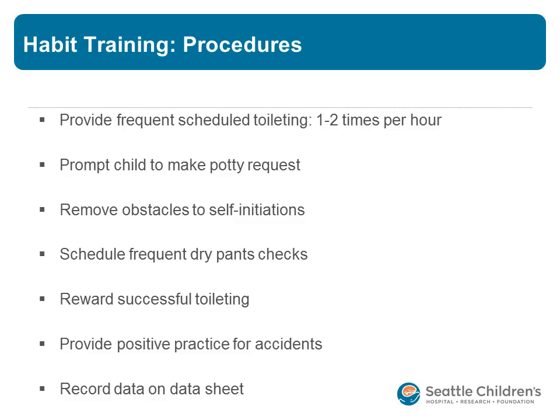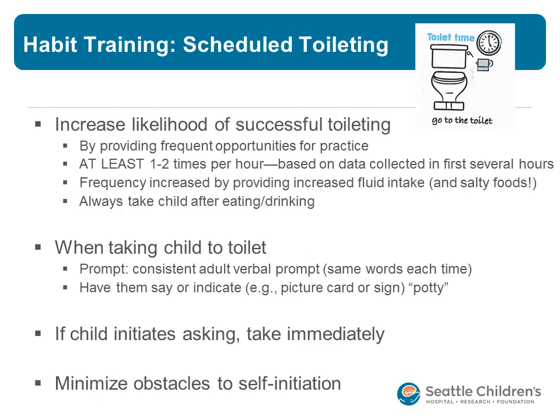We're going to schedule frequent dry pants checks, which we'll talk more about what those are. We're going to reward all successful voiding in the toilet. We're not rewarding going in the bathroom. We're rewarding voiding in the toilet, and we'll talk more about that. We are going to engage in a procedure called positive practice for accidents anytime an accident occurs, and this is a teaching procedure, sort of a corrective procedure, but not meant to be a punishment. And then finally, we're going to take data on a data sheet. So we'll go through each one of these procedures in detail.